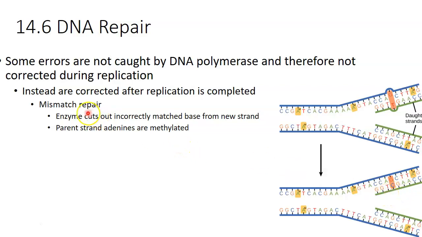These mismatch repair enzymes know not to cut the parent strand and to cut the daughter strand instead, because parental DNA gets chemically modified so that these enzymes know which strand is old or original and which strand is new.